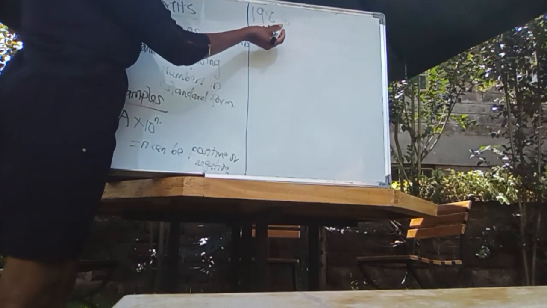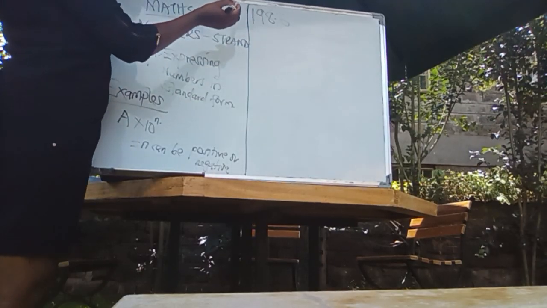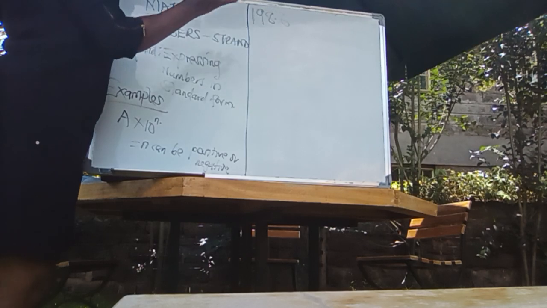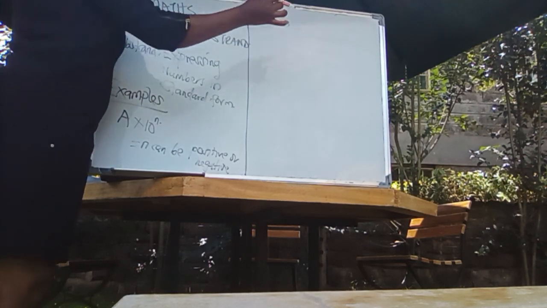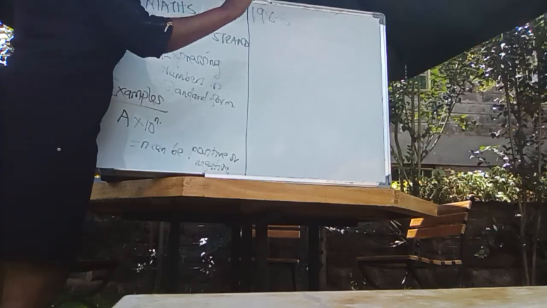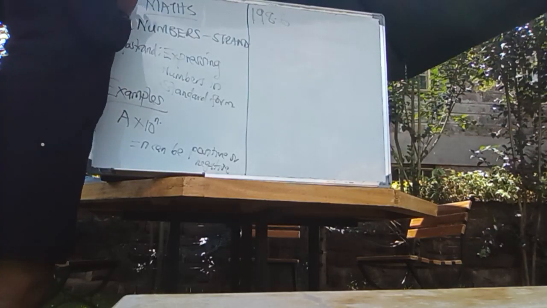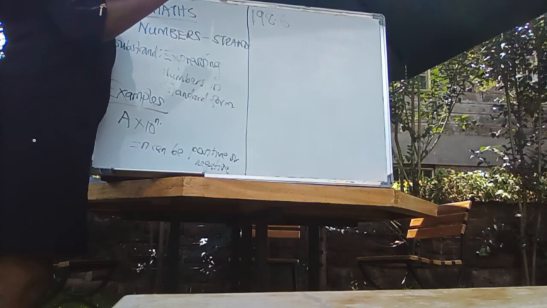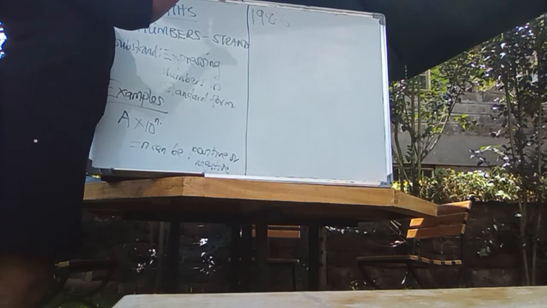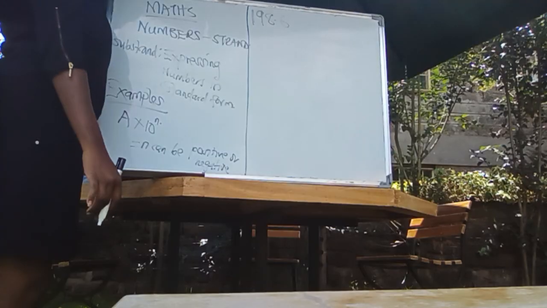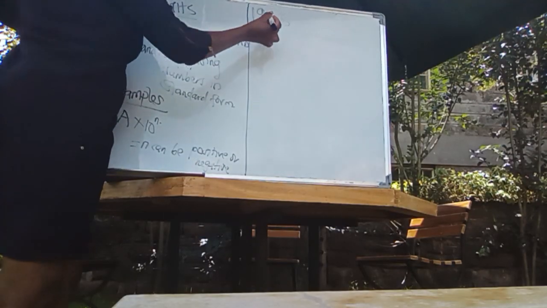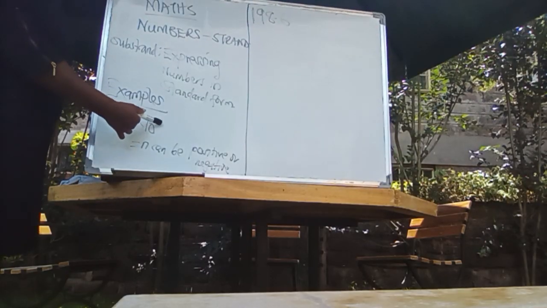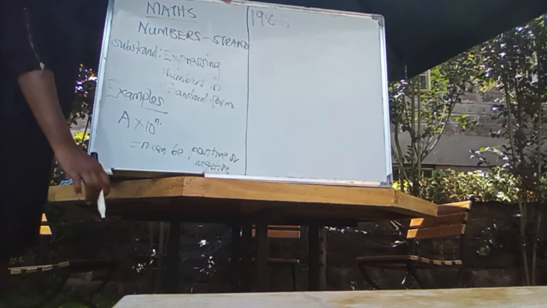Are we together? You can never write a standard form like 0 point. That one will not be a standard form. A number should be 1 point, 2 point, up to 9.999. It cannot even be 10. It should be less than 10, but greater than or equal to 1. So now in this one, we are going to write it in terms of A times 10 to the power n.